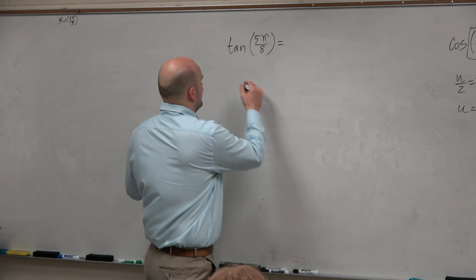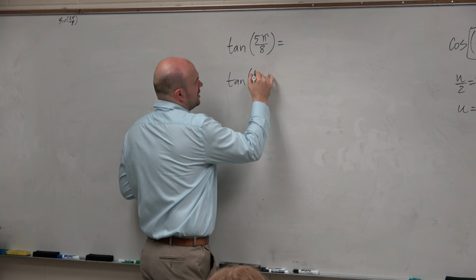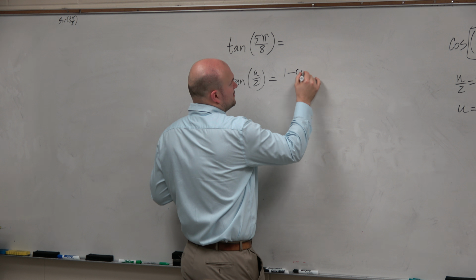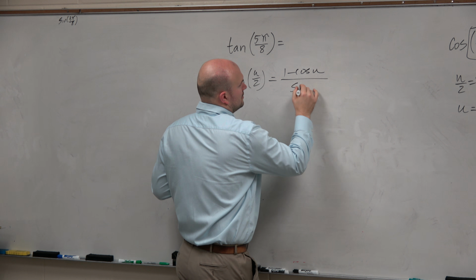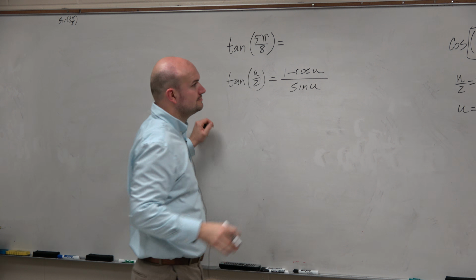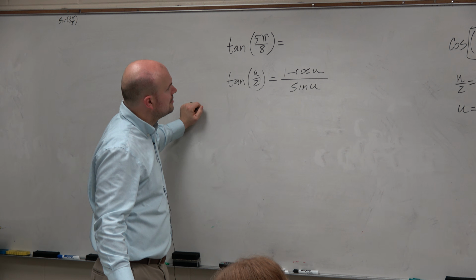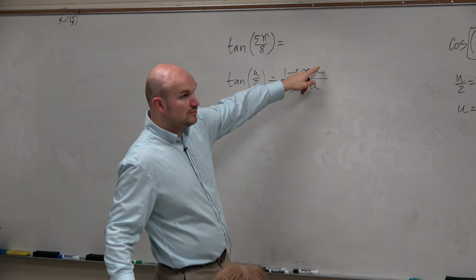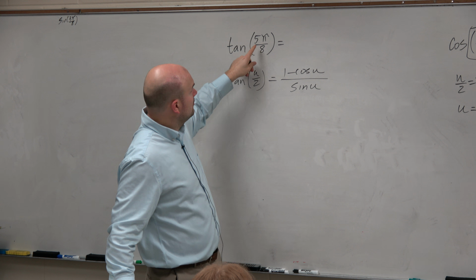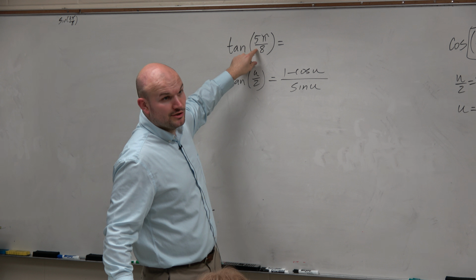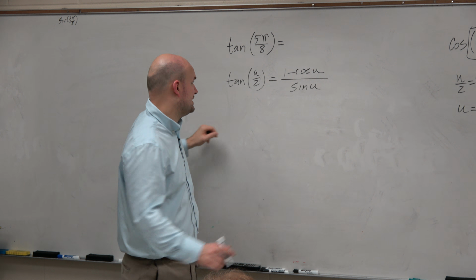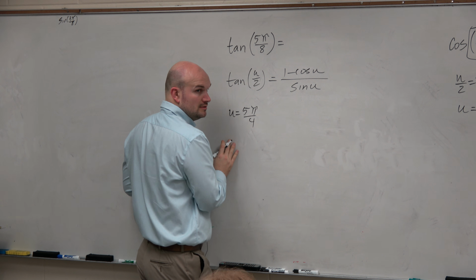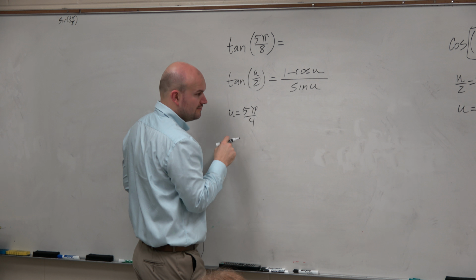So if I have the tangent of u divided by 2 equals 1 minus cosine of u over sine of u, that is going to be the preferred thing. Now, again, we still have u, and we have to figure out what u is. Well, if this is u divided by 2, therefore u is going to equal 5 pi over 4, right? Same thing we did right over there.